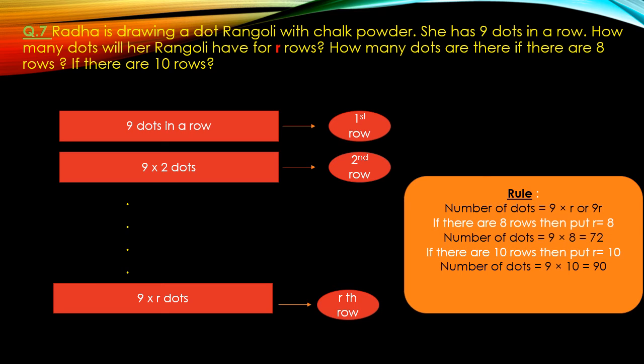Now if there are 8 rows then put r equals to 8, and if there are 10 rows put r equals to 10. And so when there are 8 rows, the number of dots will be 9 into 8, 72, and when there are 10 rows, the number of dots will be 9 into 10, 90.